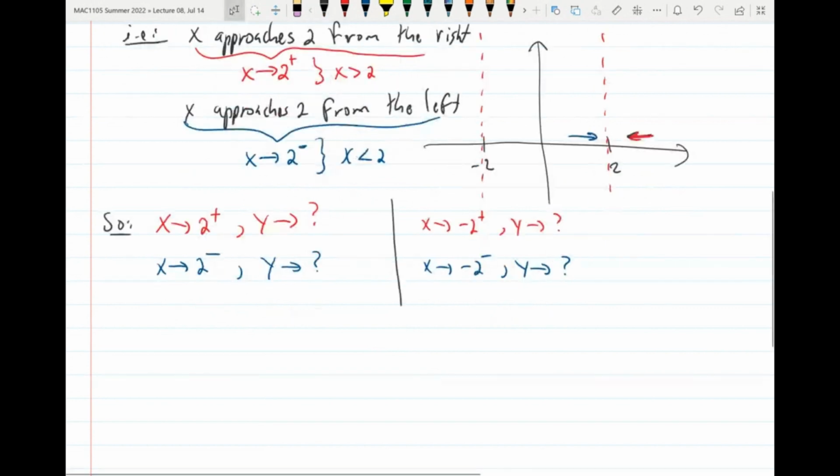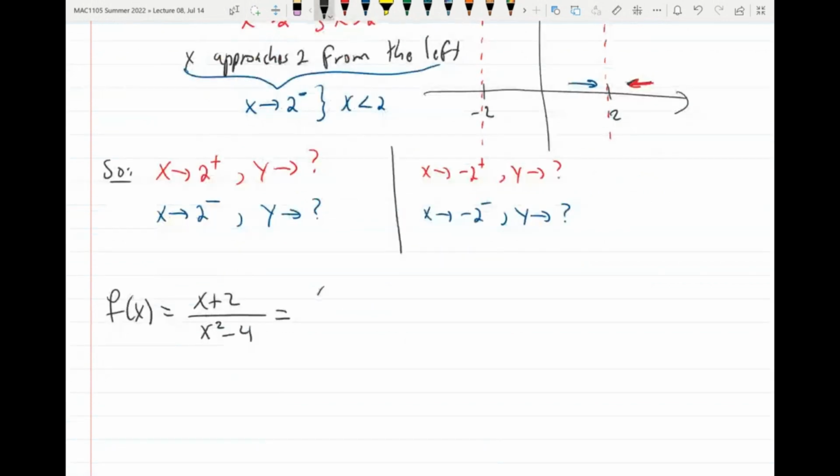So what do we have for the function? f of x equals x plus 2 over x squared minus 4. When you analyze a rational function, the first thing that you should do is factor everything. So let's do that. Now be careful. Don't simplify because if you simplify, you're going to change the function. So I'm just going to factor. This is x plus 2. This is x minus 2.